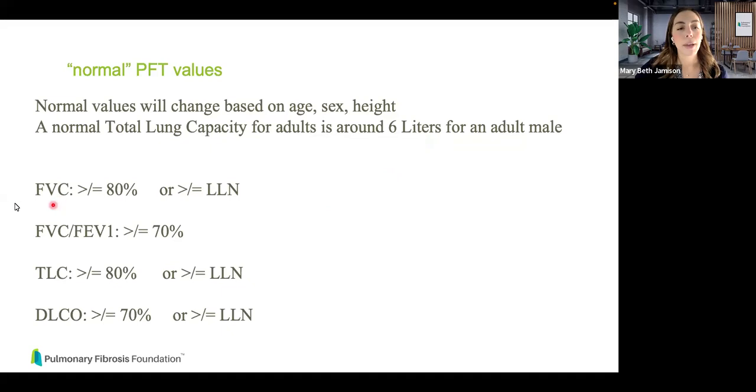And these numbers here might make more sense after we've gone through some of the pulmonary function test reports. But in general, an FVC of greater than or about equal to 80%. Or again, you can use your lower limit of normal on your own pulmonary function test to see where you might be falling. That FVC to FEV1 ratio of greater than or equal to 70%. Our total lung capacity of about 80% or greater. Again, you could use the lower limit of normal, and then the DLCO around 70%, or again the lower limit of normal, which will be on your reports.